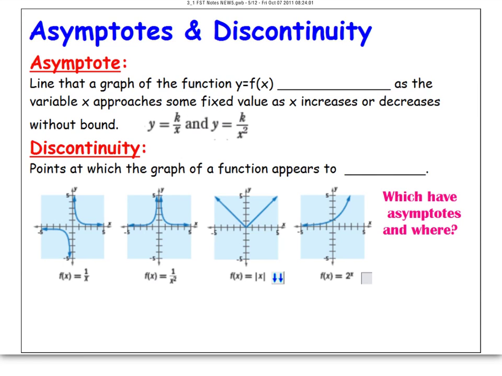Learning Objective C wants us to state the domain, the ranges, and the asymptotes if the graphs have them. So the first thing I want to do is just review asymptote and discontinuity. Recall what an asymptote is.